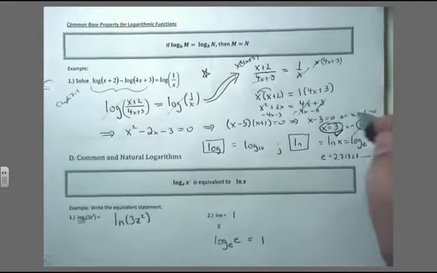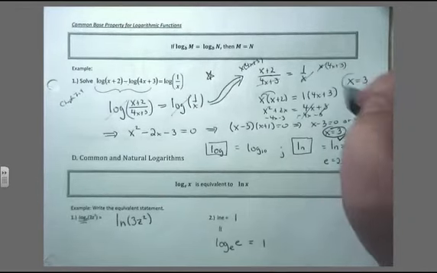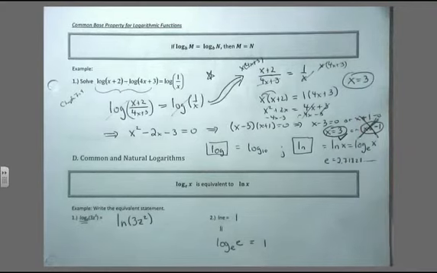That means that if just one term is negative, get rid of it. So the only answer is what? X equals 3. Now, which means every time you do a logarithmic equation, you've got to check your answers. And you're not checking to make sure they're right. You're checking to make sure you're taking the log of only positive numbers.